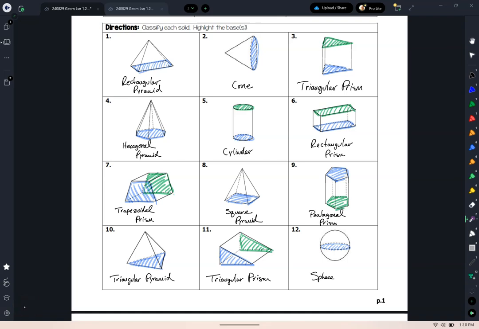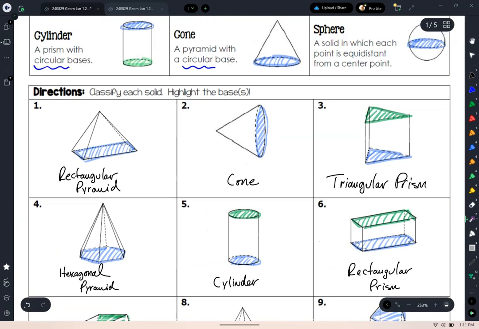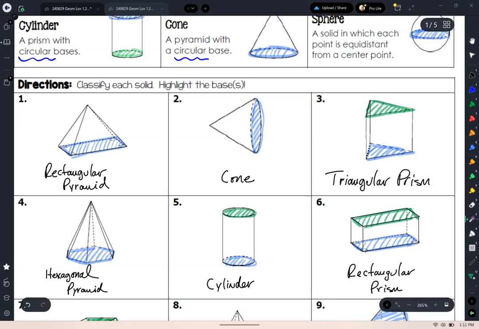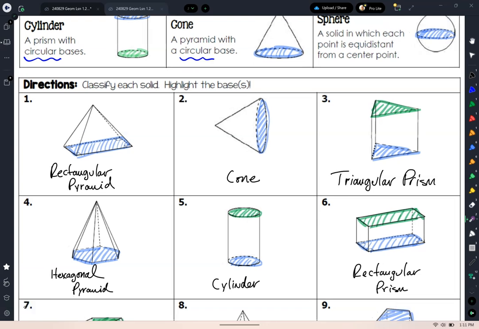Let's take a look, see where you're at, see how you did. Here's what you should have come up with. We'll go with the first 6, and then we'll look at the bottom 6 so I can zoom in a little bit. Again, you're looking for the bases, which are the shapes that are parallel and the same size. Okay, parallel and same size. And with the pyramids, you know the base because it is not part of the point where the faces meet.